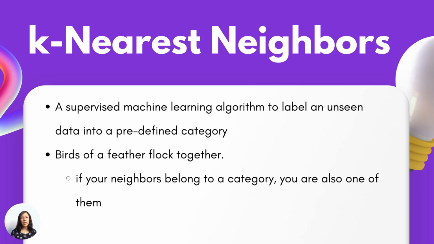K-nearest neighbor classifier is, I would say, not the most used, but it's the easiest one to understand. It is one of the supervised machine learning methods which is very easy to understand. The logic behind k-nearest neighbor is: if you are in the same group, you will do the same thing. If your neighbors belong to a category, you are also one of them. That is the idea of k-nearest neighbors.